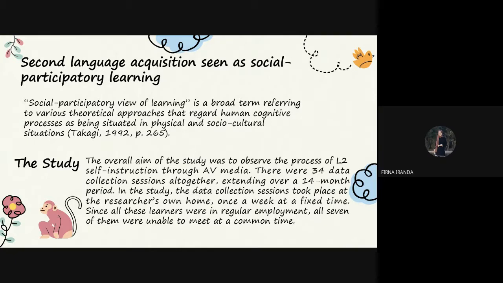265. The study. The overall aim of the study was to observe the process of L2 self-instruction through AV media. There were 34 data collection sessions altogether, extending over an 18-month period. In the study, the data collection sessions took place at the researcher's own home. Since all these learners were in regular employment, all 7 of them were unable to meet at a common time. Next.